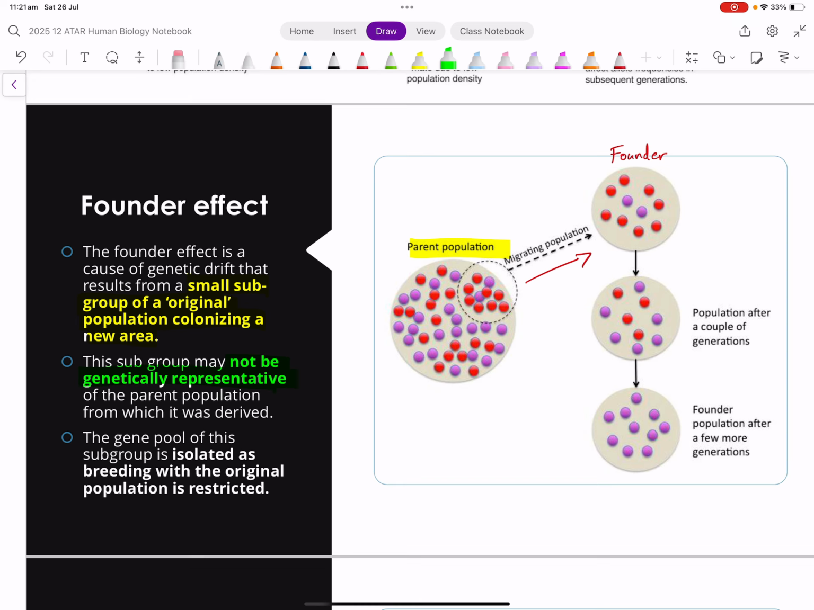Now, over a couple of generations, as we move down through the generations of that founder population, you can see that the allele frequency changes significantly, and then we have slightly more purple to red. Eventually, after a few more generations, funnily enough, the red allele, whatever that is made to represent, is completely extinct from the population. And so these two populations, the parent and the founder population, are no longer very common in terms of their genetic representation with one another.